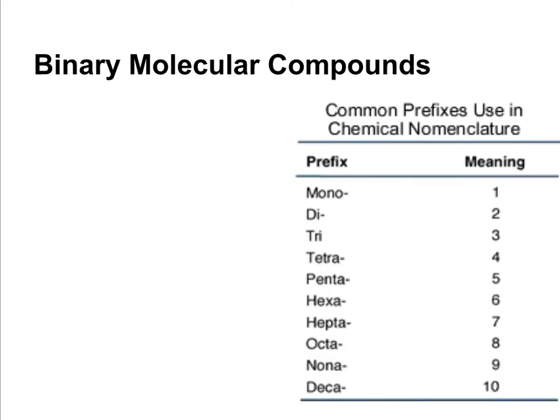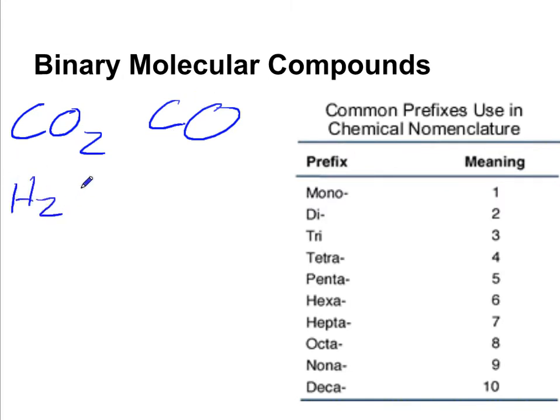Binary molecular compounds are made of two nonmetals combined together. Some simple examples of binary molecular compounds are CO2, CO, and H2O is an easy one. We've just got the two elements in each one, and we have multiple atoms of each element there. This table over here is the prefixes for if we were going to write the names of these compounds.